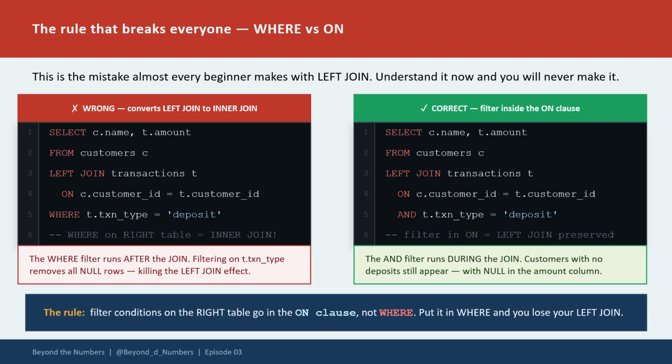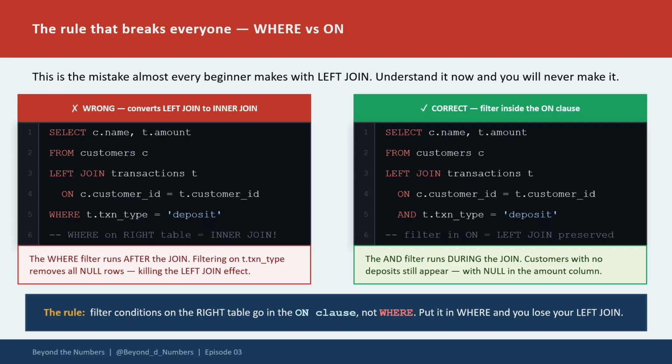So this is the most important slide in this episode, and I want you to pay attention. This rule breaks almost every one where we have the WHERE versus ON. I want you to look at these two code blocks side by side. On the left, which is the wrong way, the query has a left join, but then it puts a filter on the transactions table in the WHERE clause, where t.txn_type equals 'deposit'.